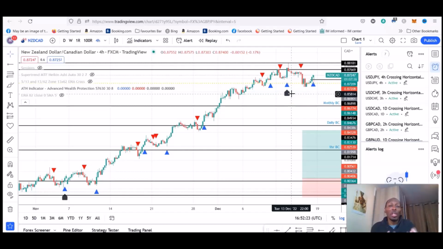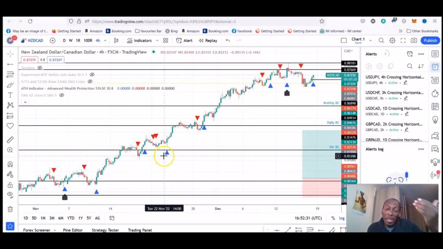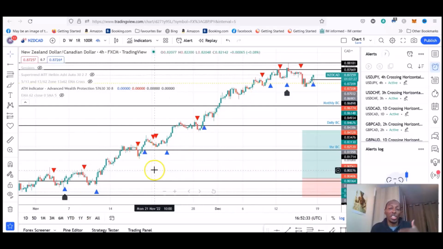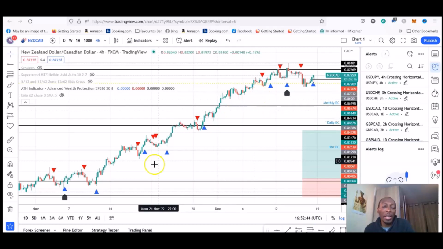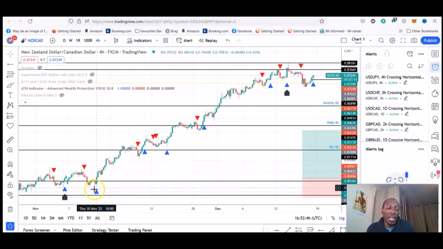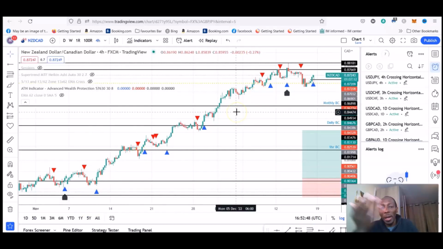So the first thing this indicator does, it works on a trending market. Now, depending on how long you've traded, if you look at this, you can just think, yes, this is in an uptrend. It's been going up, higher highs, higher lows. So if it's going up, you're only looking to buy. That means you're only looking to trade off these ATH blue ones, which are buys.